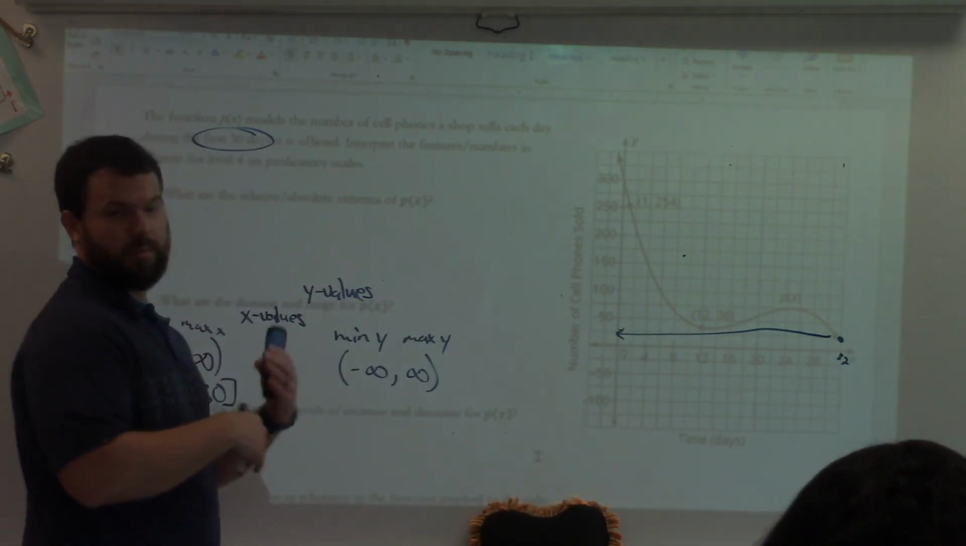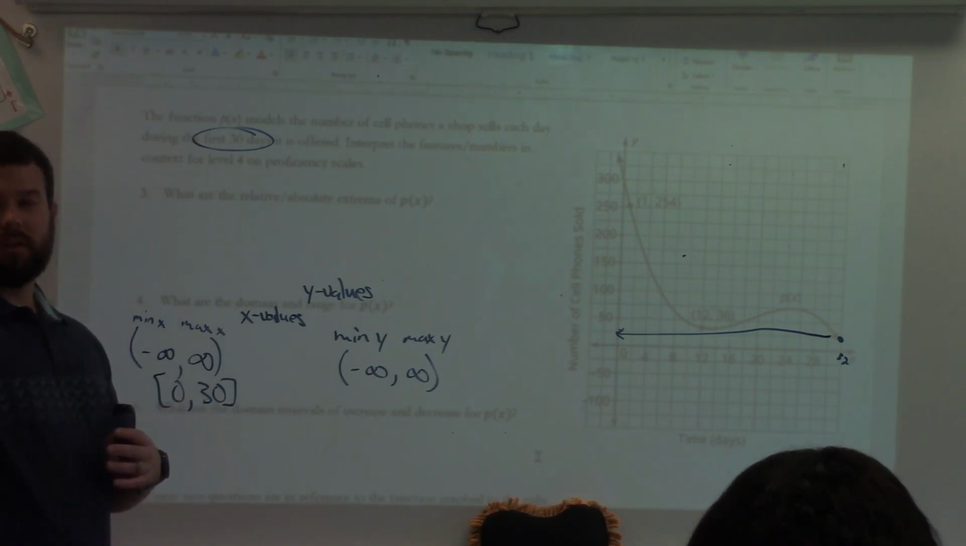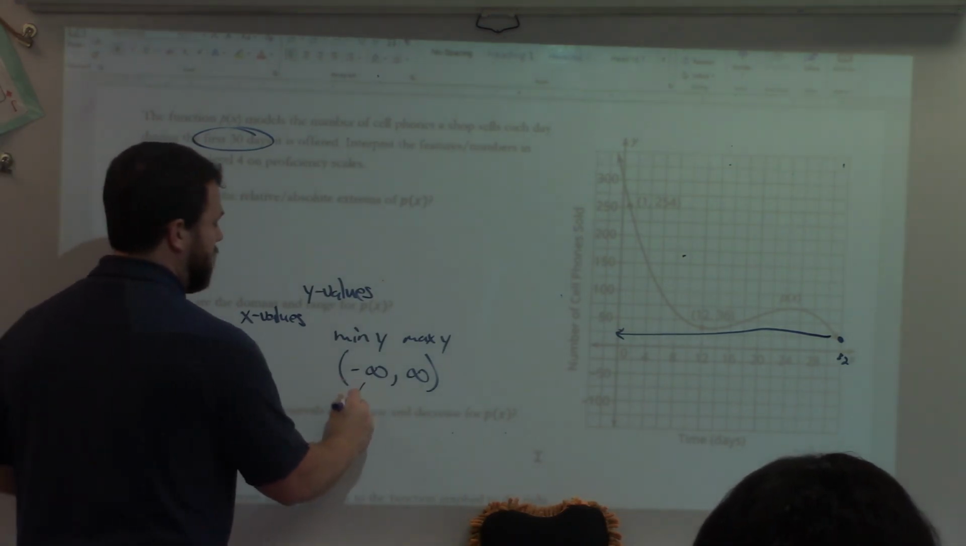That's 25. That's in between 0 and 50. You can make the argument 0. I think that's what I put on there. But looking at it again right now, I'm thinking 25.